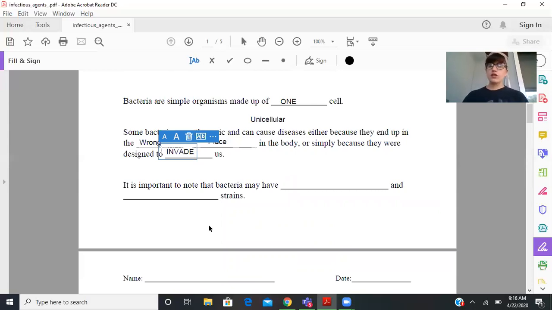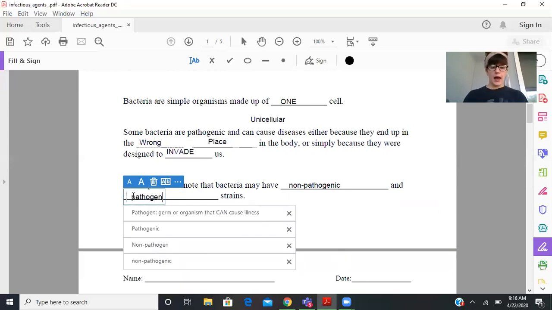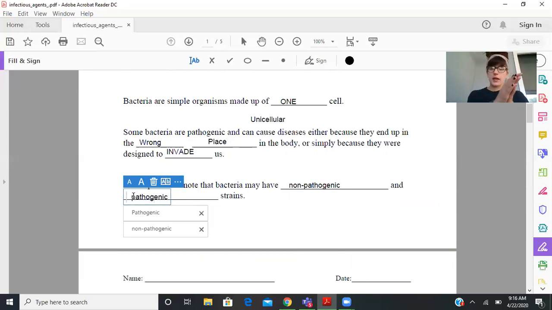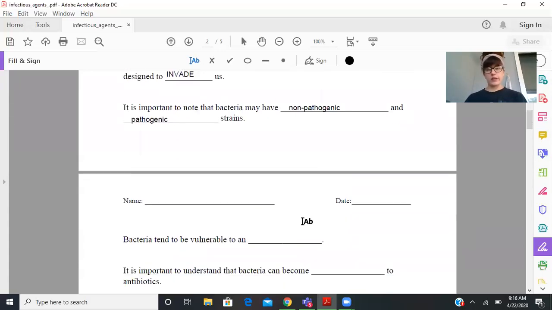It is important to note that some bacteria may have non-pathogenic and pathogenic strains. So some bacteria may have a version that can make you sick, and then may have a version that cannot make you sick. So it just depends on the strain. And what I mean by strain is the specific type. There are some small variances in these unicellular organisms.